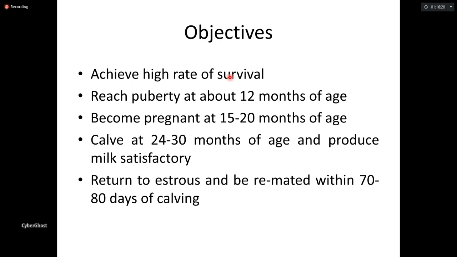So that is the cycle. They need to be trained and maintained in a healthy manner just to support that kind of process, right?